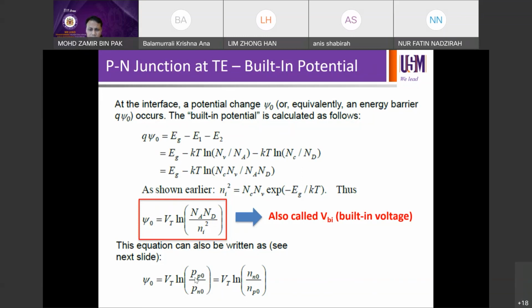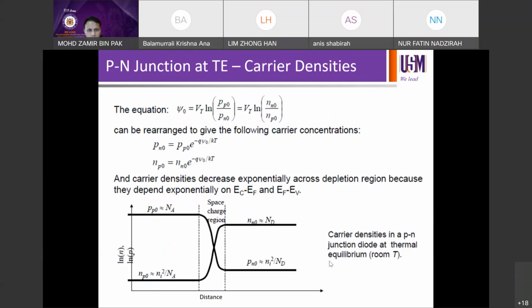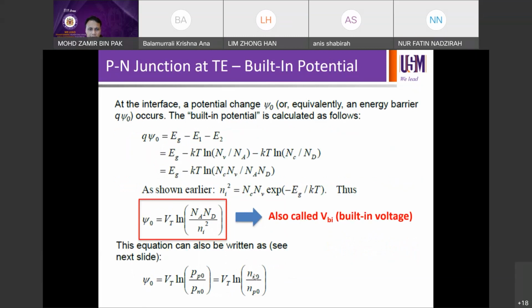For example, the first one up here is the density of holes in P-type material at thermal equilibrium over the density of holes in N-type material at thermal equilibrium, right? So the density of holes in the P-type over N-type, and that is also equal to VT ln Nn naught over Np naught. So the inverse of this, okay? The bracket component is actually the inverse of this, and the rest is just the same thing. So take this equation to the next page.